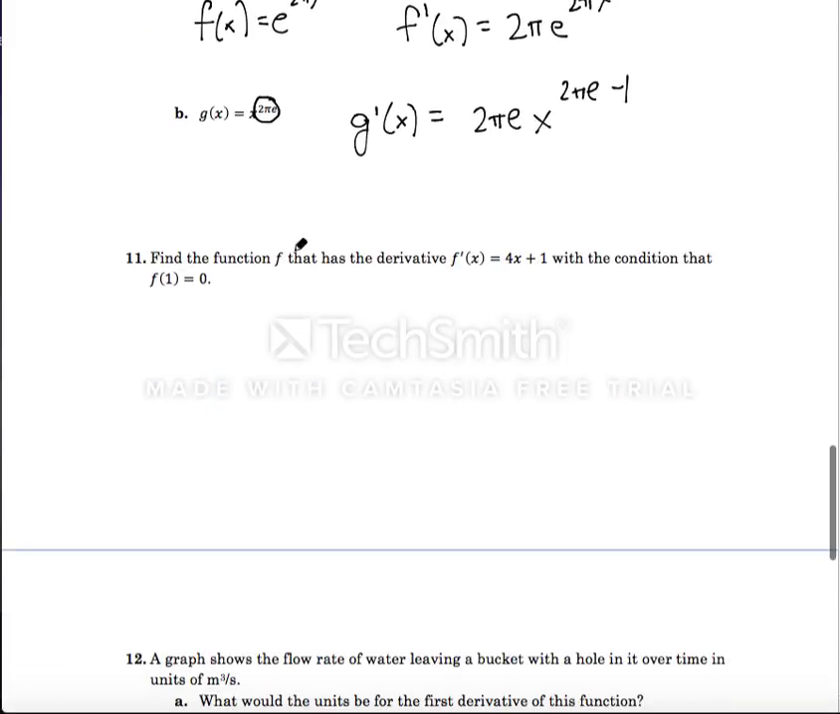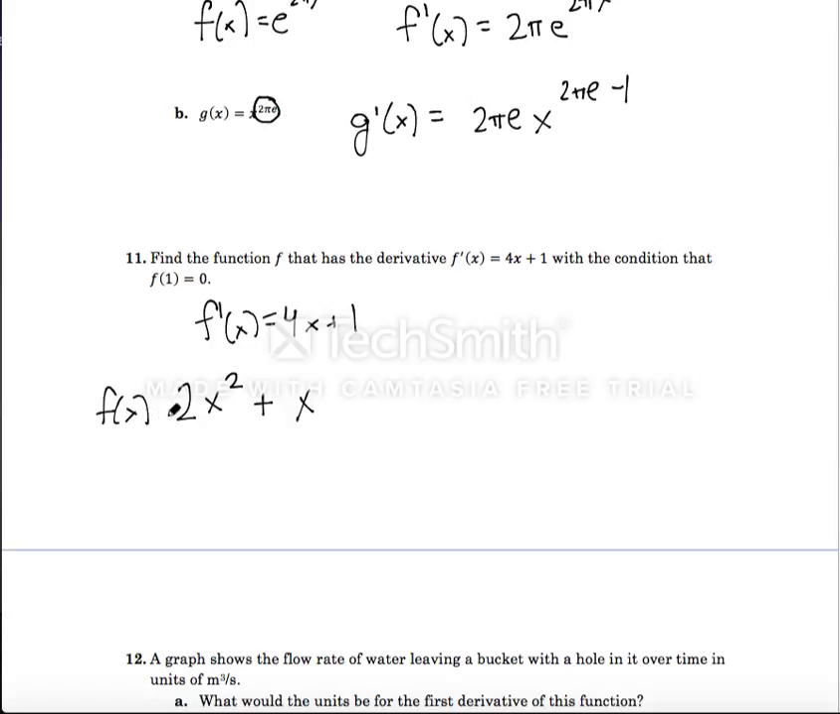Now 11 requires an antiderivative. So if f prime of x is equal to 4x plus 1, what did I need in order to get 4x plus 1 as a derivative? Well, there's a couple ways to do this. You can think of doing the reverse of what we were doing before. So if I have 4x and x is to the first power, I would actually want x to be squared, to go up 1 power, which would leave behind a coefficient of 2. Here, if I have a 1, that means I originally had an x raised to the 1 power.